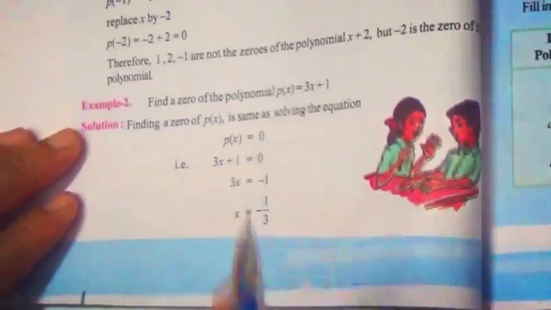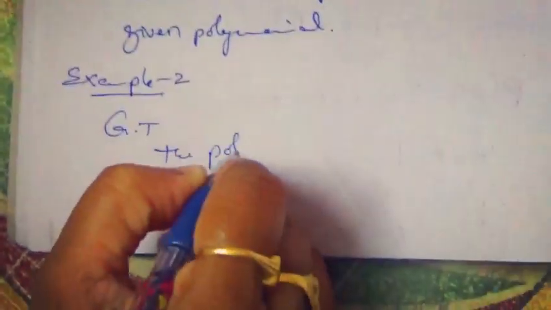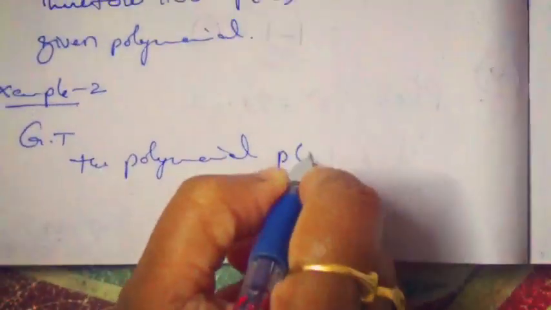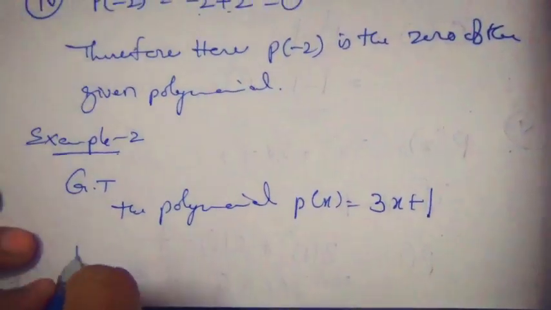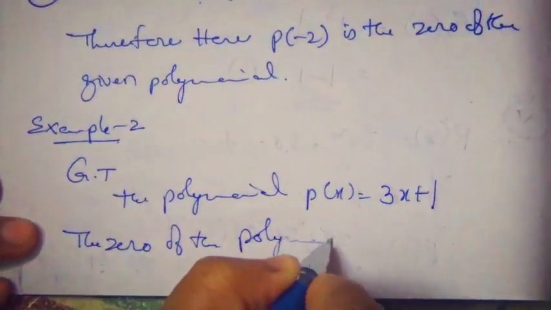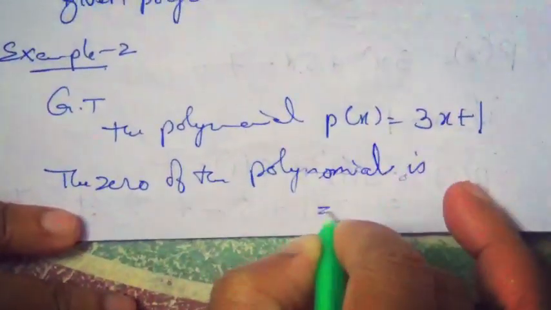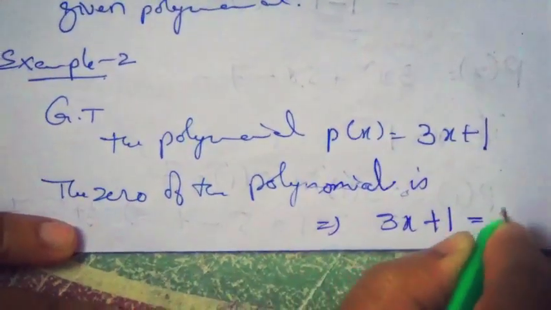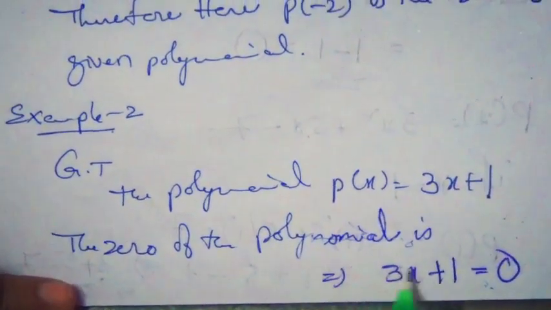Next look at example 2. Find the 0 of the given polynomial. Given that the polynomial p of x is equal to 3x plus 1. To find the 0 of the polynomial, that implies 3x plus 1 is equal to 0. You have to equate this polynomial to 0, then you will get the 0 of the polynomial.